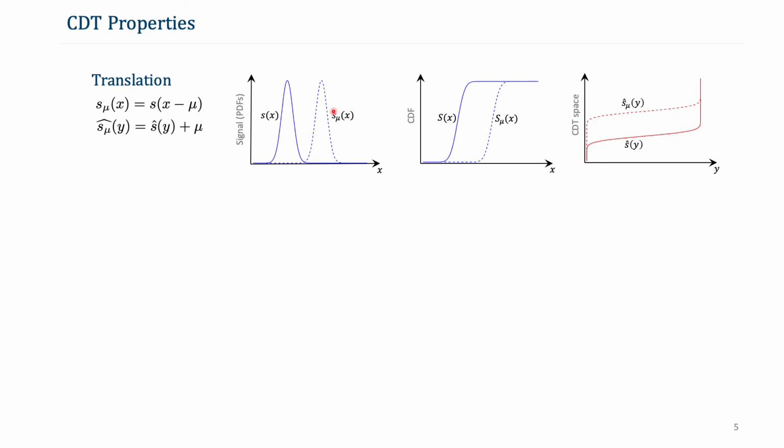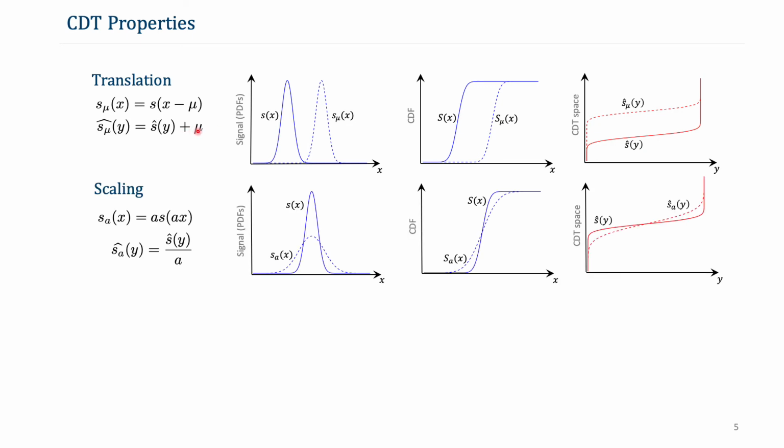The CDT is composed by performing the CDF operation first and then inverting the CDF. So you can see that in the transform domain, what happens to the transform of the original function is it gets pushed up. Here it was pushed to the right. Now in the transform domain, it gets pushed up by addition of the mu instead. This is again derived by simply plugging in this translation into the composition formulas.